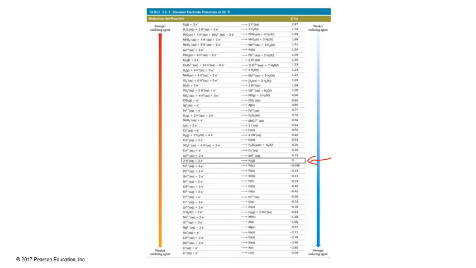And so we can decide based on this list which ones are more likely to be the anode or which ones are more likely to be the cathode. The anode, because it prefers oxidation, is going to have the more negative value on the table, and the cathode is going to have the more positive value on the table.